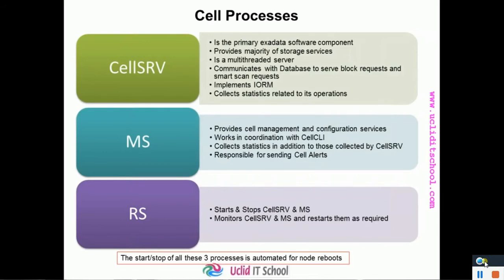Like every database server has many processes at OS level, right? Like database writer, log writer, SMON, PMON. Each cell has processes at OS level, but the cell has only 3 processes: cellsrv, MS, and RS. So let us understand these processes. Cellsrv is the main process, and it provides all the storage-related services. Every request related to storage is managed by cellsrv.